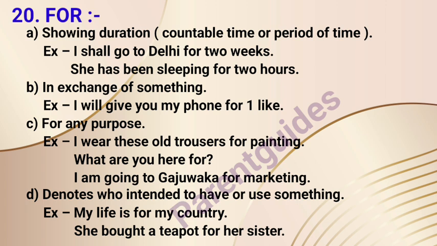C. For any purpose. Example, I wear these old trousers for painting. What are you here for? I am going to Gajuaka for marketing. D. Denotes who intended to have or use something. Example, my life is for my country. She bought a teapot for her sister.